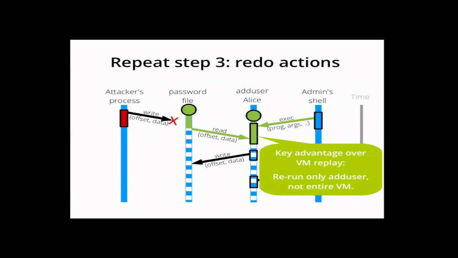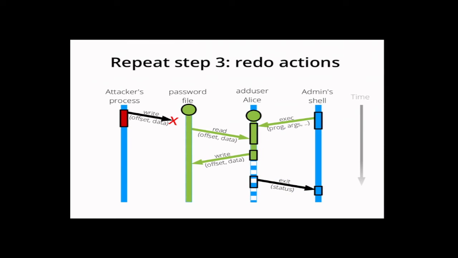This point illustrates our key advantage over VM replay. Unlike VM replay that ends up rolling back the entire system and starting execution over, here we just roll back the password file and re-execute a single process in order to recover from this attack. And then we're going to keep re-executing the user process. And here we just write down the Alice account to the password file.